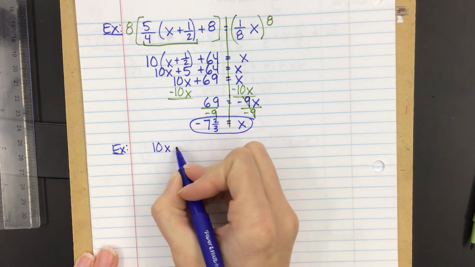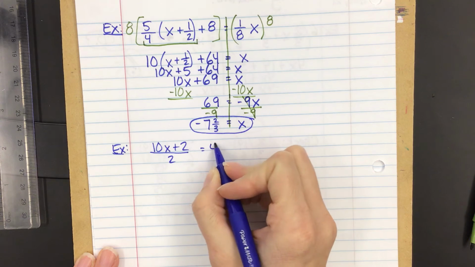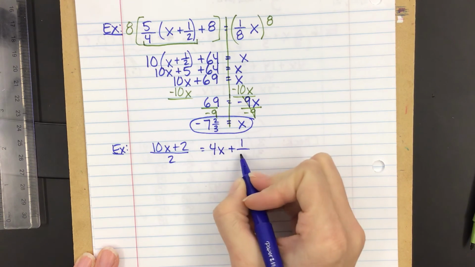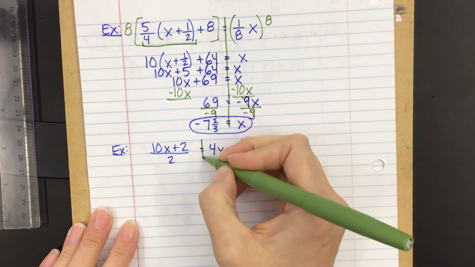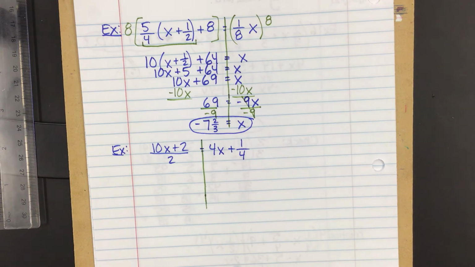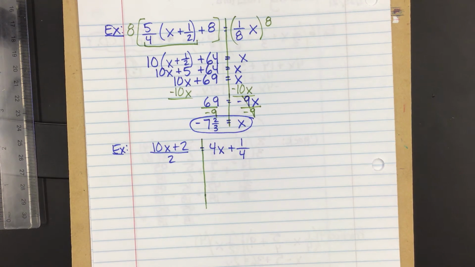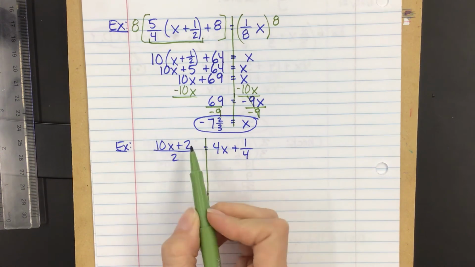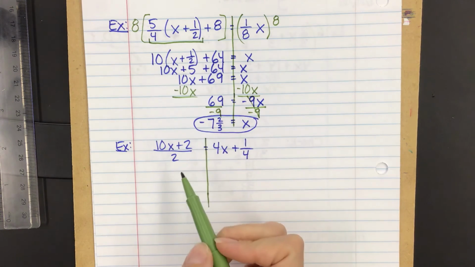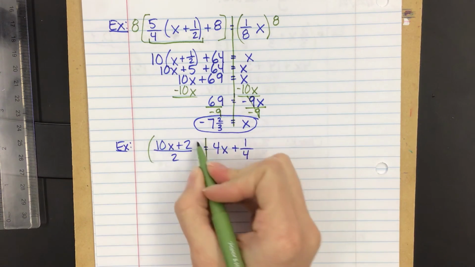So you have 10x plus 2 over 2 equals 4x plus 1/4. Okay. First of all, what is going to be our least common denominator for this? 4. Okay, 4. It's basically whatever you multiply by to get rid of every fraction. Okay, now this right here is a grouping. It looks a lot different than this kind of grouping because there aren't parentheses, but it's still grouping nonetheless. So what we can do is multiply both sides by 4.